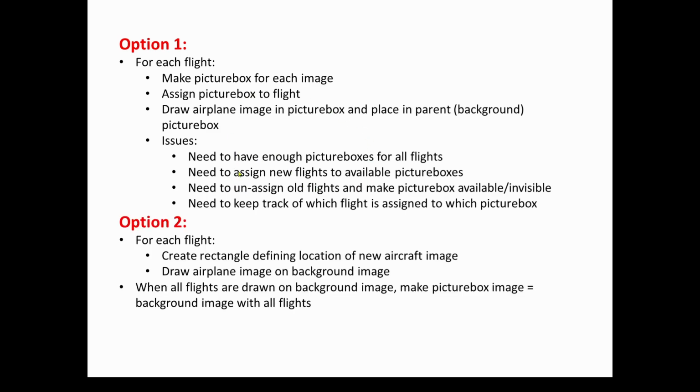Now, option 2, which we're going to show you how to do, is for each flight, and this may seem very non-intuitive, basically draw everything from scratch. Instead of keeping a list of available picture boxes and images that have already been assigned, it turns out it's a whole lot faster if you can, for each flight, create a rectangle defining the location of a new aircraft image, draw the airplane image on the background image, and then when all flights are drawn on the background image, make the picture box image equal that modified image.